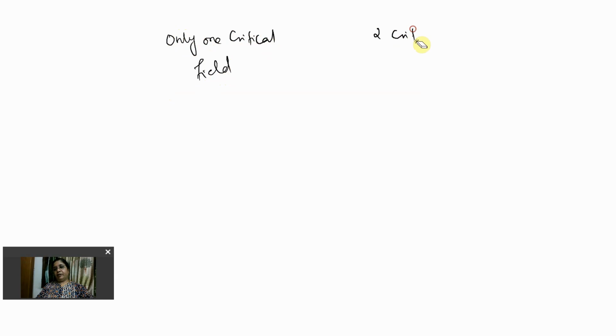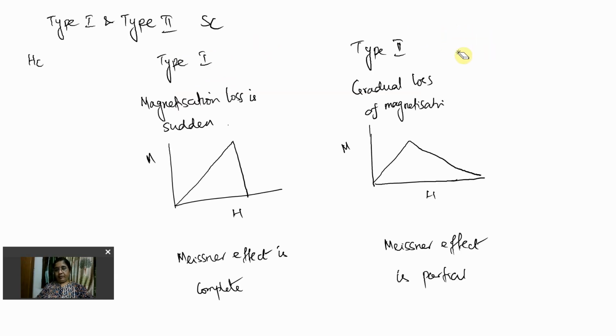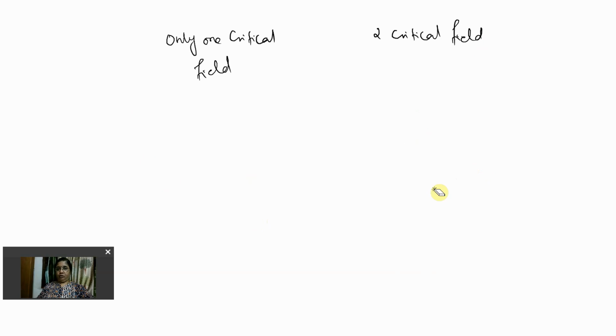Two critical fields. So what do you mean by this? What is meant by this is, at Hc, suddenly this falls. Here, let us call this Hc1, where it begins to fall. Let us call it Hc2, where it completely falls. So, which means only one critical field here. Here you have two critical fields. If you draw this graph, you can almost explain all the properties.